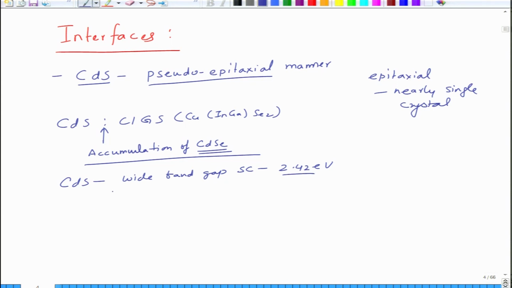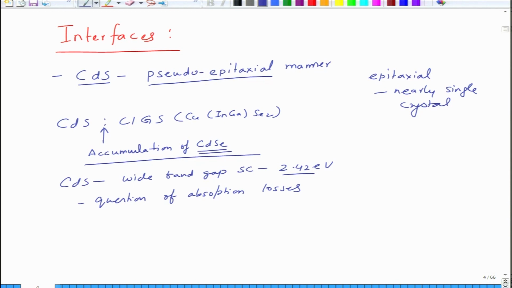This leads to some absorption loss in the cell current. So, there is a little bit of question of absorption losses in the short wavelength range.